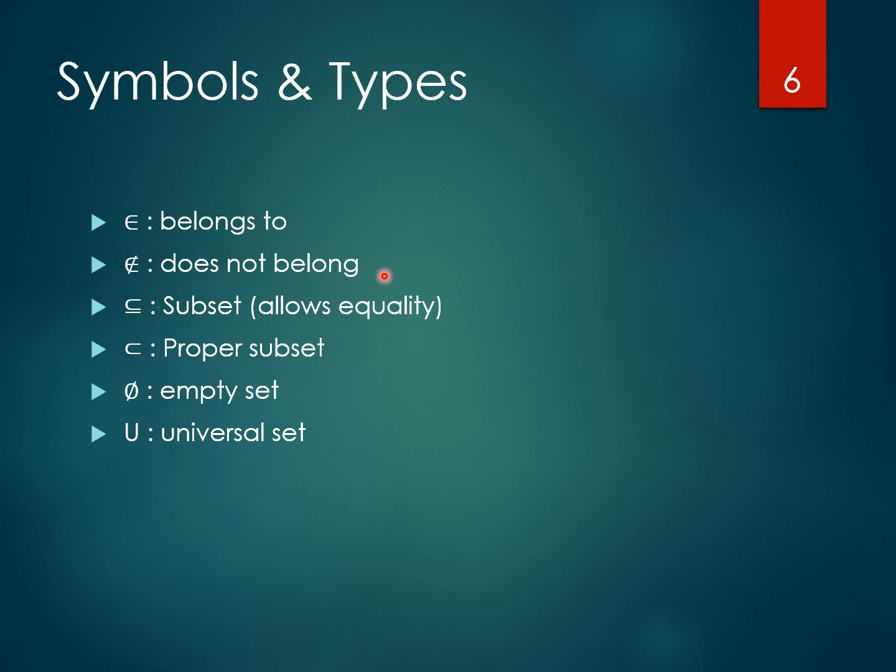Symbols and notation. In set theory, we use many symbols. Let's revise a few. This means belongs to. This symbol means does not belong to. This symbol means subset. This symbol means proper subset. This means empty set and this means universal set. These notations make our work short and precise.